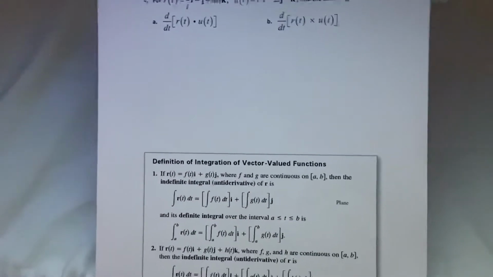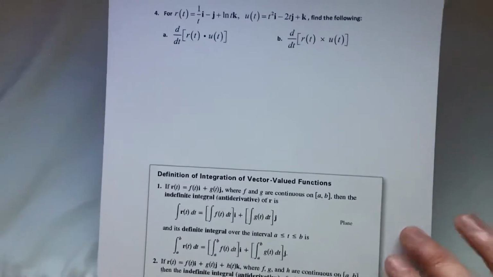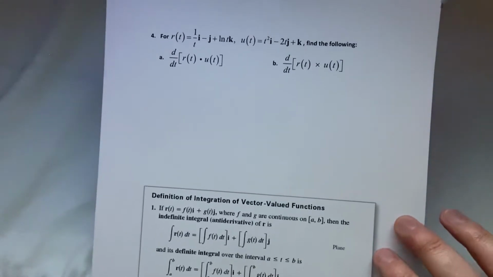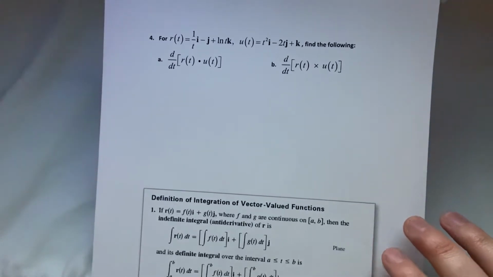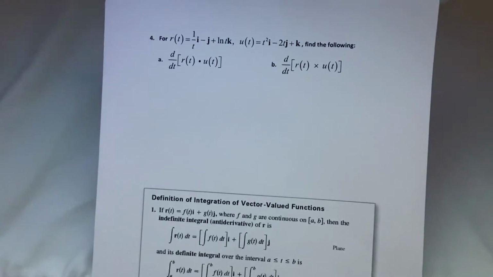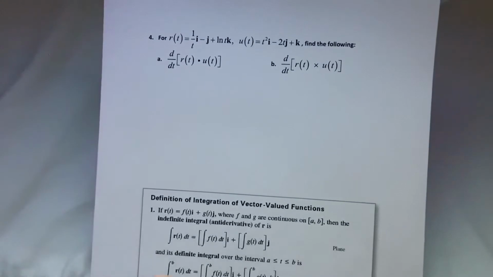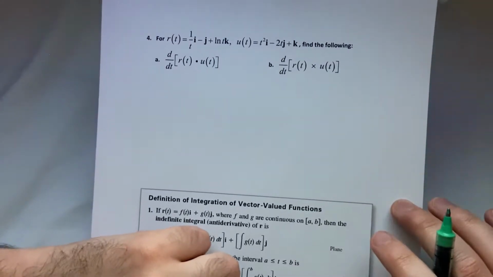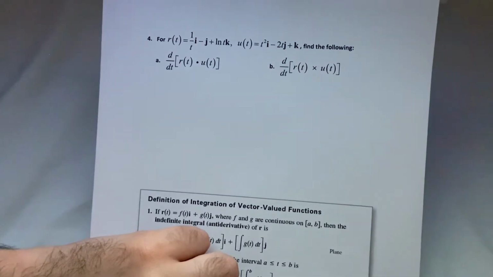Okay, let's move on to another problem. For r of t equals 1 over t i minus j plus ln of t k, and u of t equals t squared i minus 2t j plus k, find the following: a dot product and a cross product. The notes are already up online. We'll do the dot product. The derivative of r of t dot u of t.